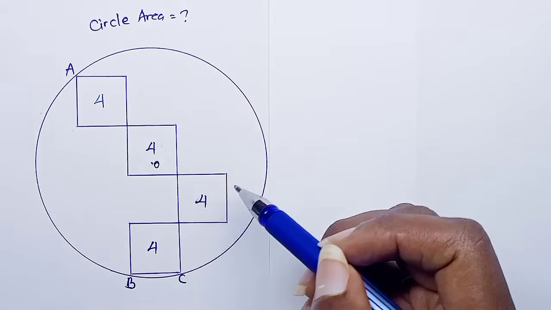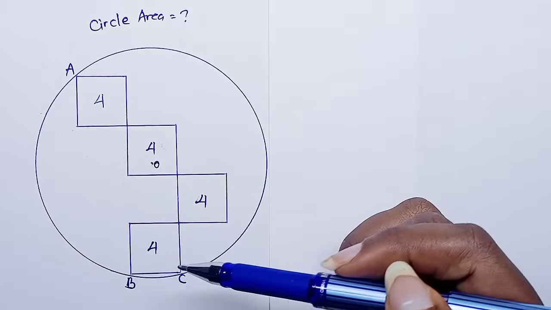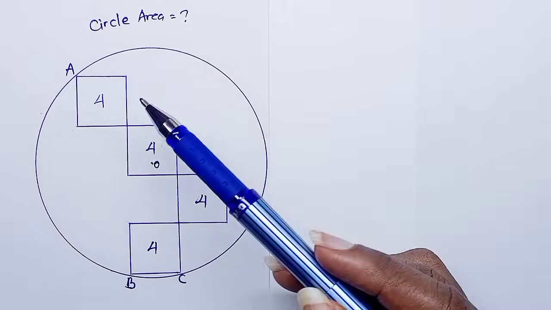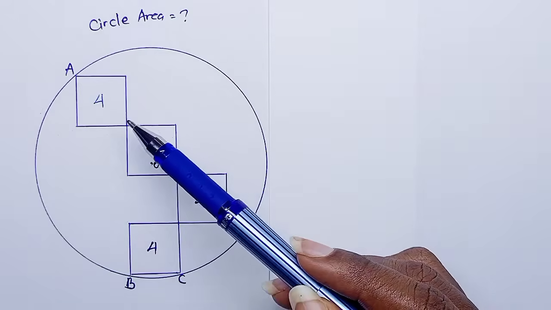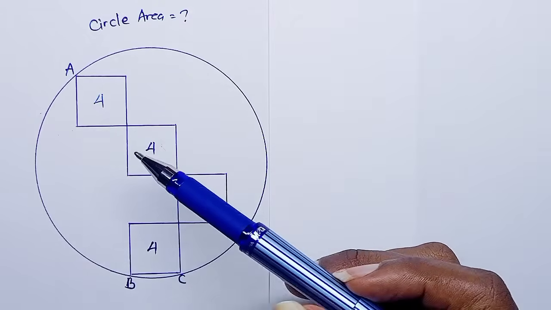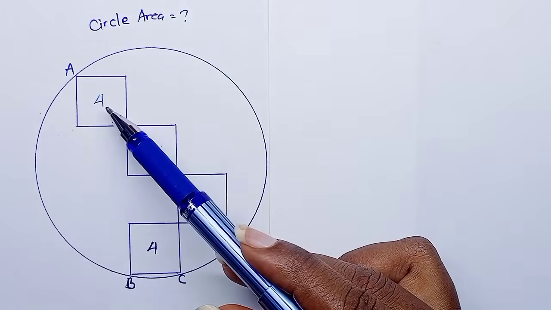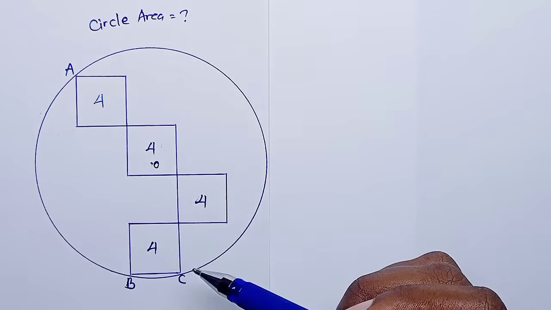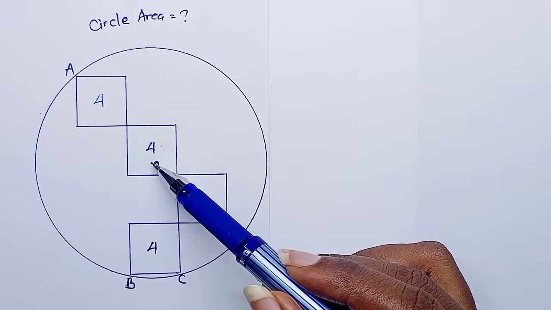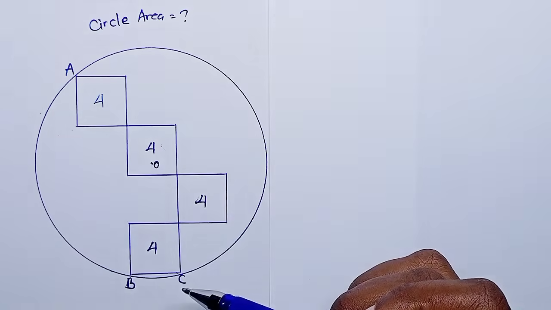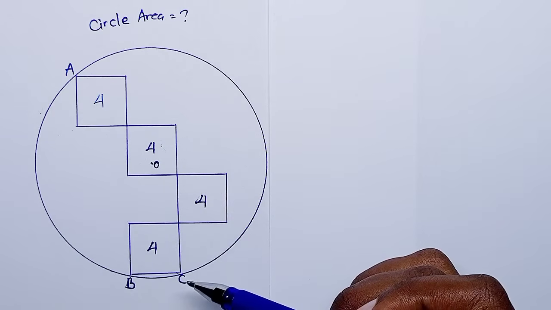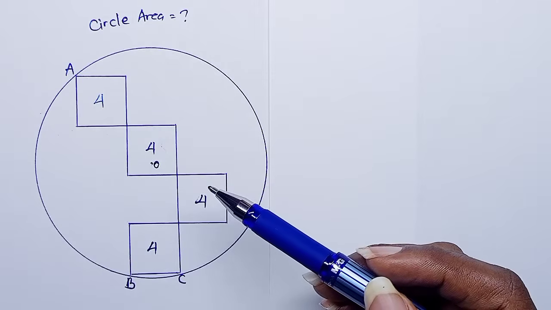In this figure, we are required to find the area of the circle. Inside the circle, we have 4 squares, each with an area of 4 units. This is the center of the circle, O. With that information, what is the area of the circle?